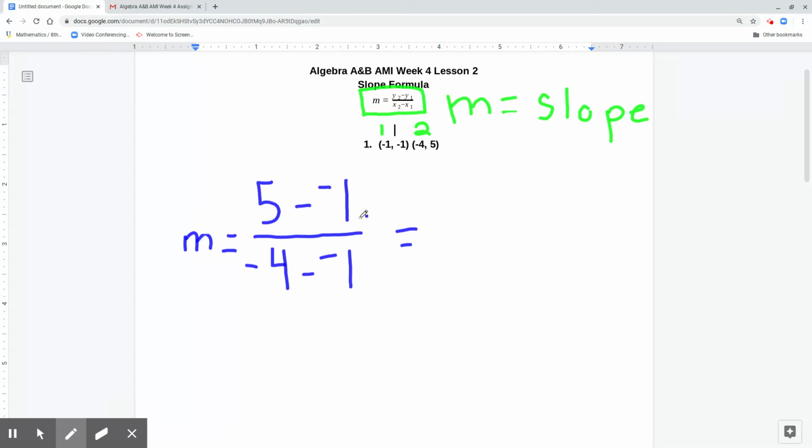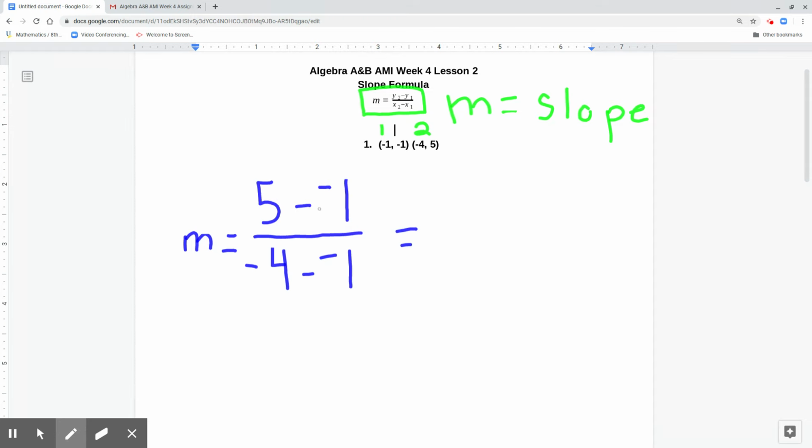So once you are able to get everything set up correctly, then we just have to work out the math to see what our slope is. Typically, I'm going to go ahead and do the subtraction on top and bottom first, and then check to see if my fraction can be simplified in any way. So let's start with the numbers on top. I have 5 minus negative 1.